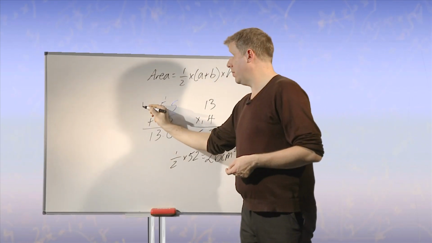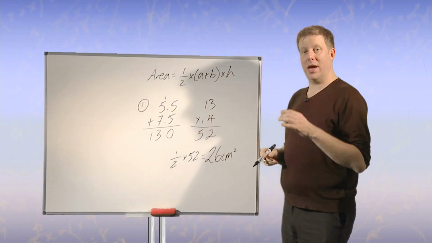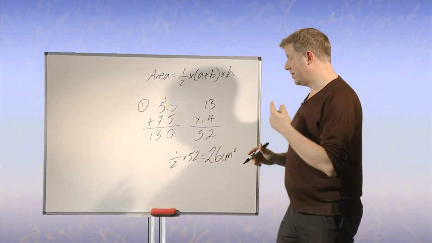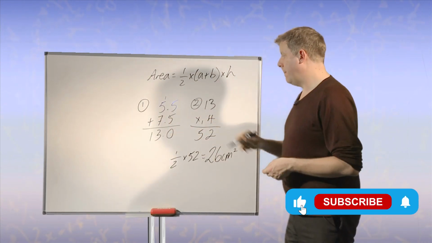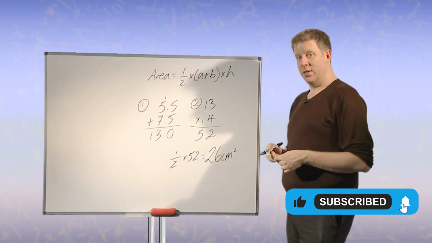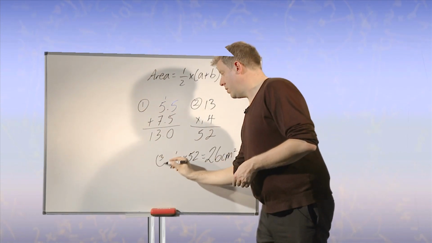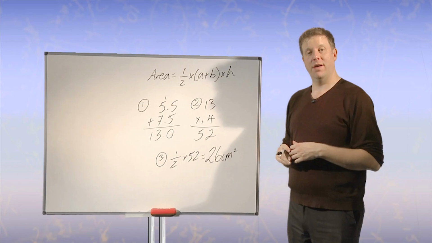So think of it as being 3 steps. The first step, adding the 2 parallel sides together. The second step being multiplying by the height, and then the third step finding half of that answer.